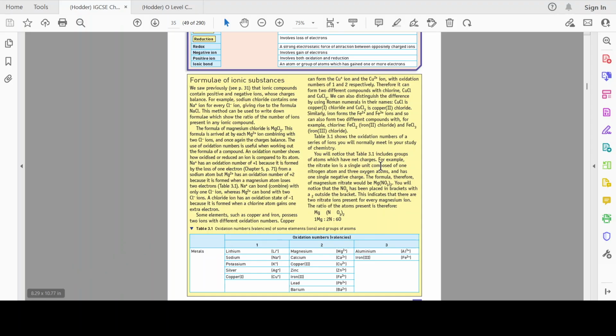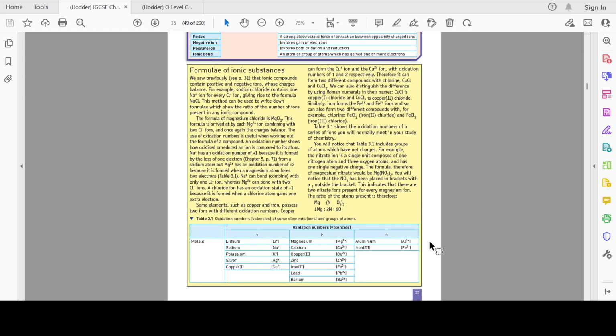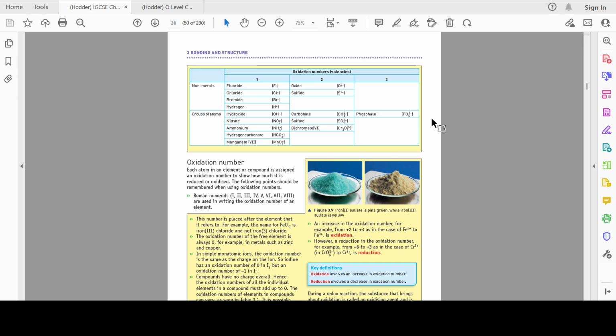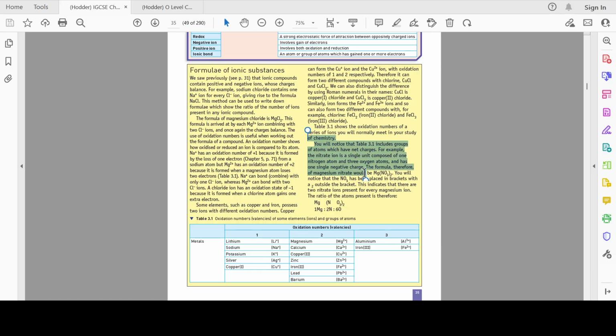And so what you can see is they've given you a table of oxidation numbers or valencies of metals. So all of these have a +1 oxidation state. All of these have a +2 oxidation state. And aluminum and iron 3 have a +3 oxidation state. Those are for metals. Non-metals, all of these have a -1. These have -2, and you don't really have any -3s over here. And then you have what are groups of atoms. So they mentioned that. I didn't mention that right now, so I will mention it here.